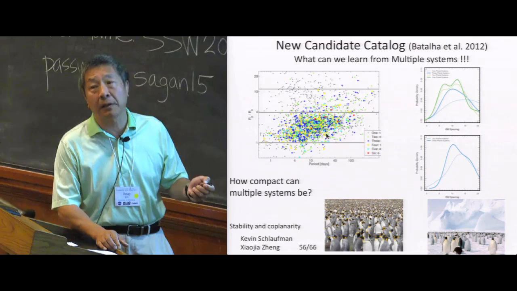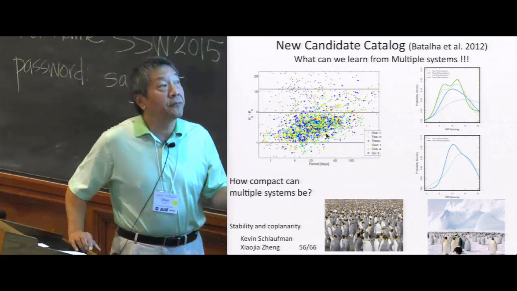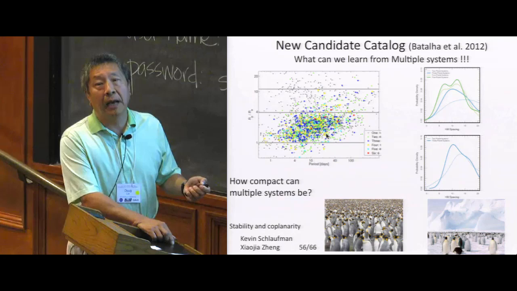But over here, if this is real, it's evidence of convergent migration. It's very difficult to produce this type of drop-off, this peak, if you don't have it. However, there's a lot of observational bias associated with that. You can do this with different types of observational bias.